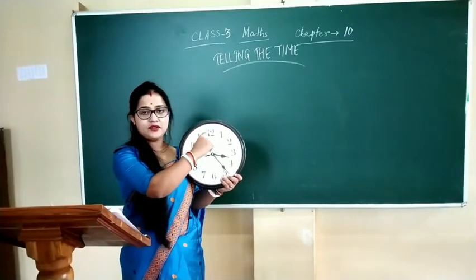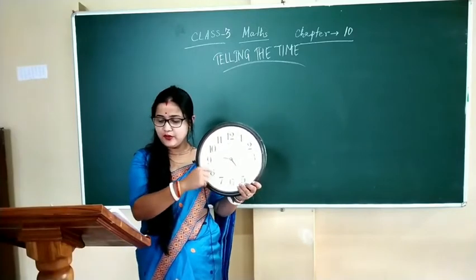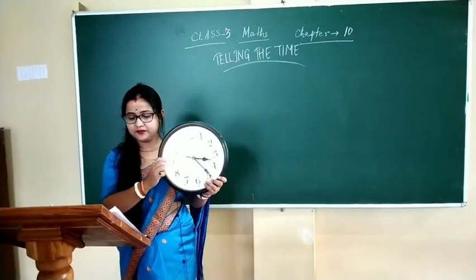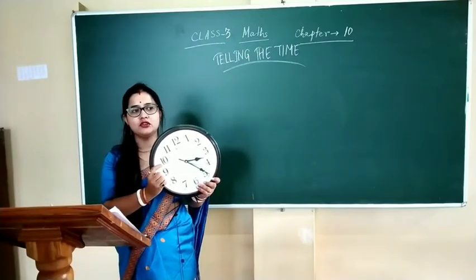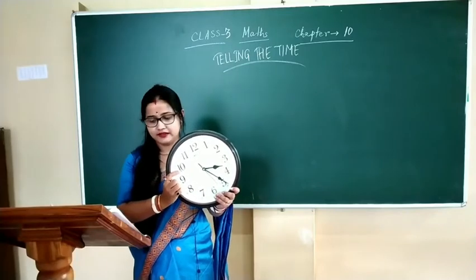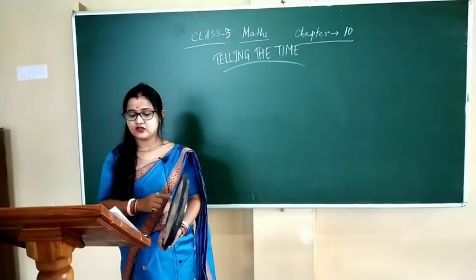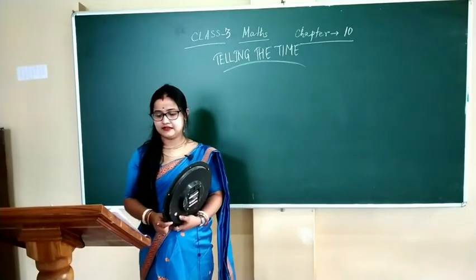So the hour hand will complete 2 rounds. Understood? When it completes 2 rounds, then 12 plus 12 is equal to 24 hours, and 24 hours is equal to 1 day. The long hand is called the minute hand, and it shows the minutes.